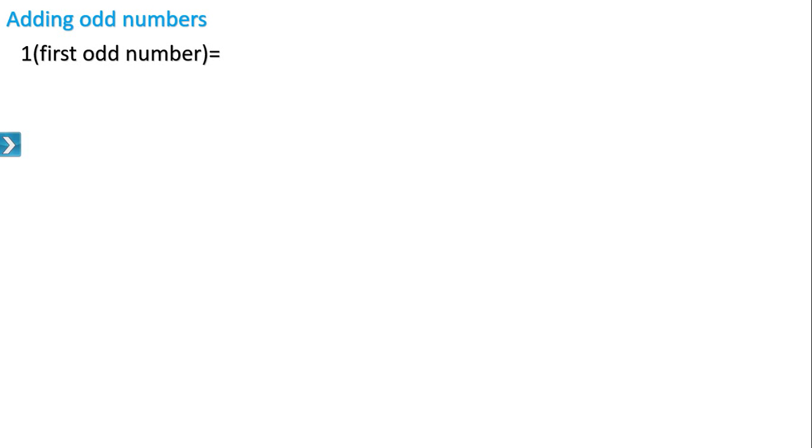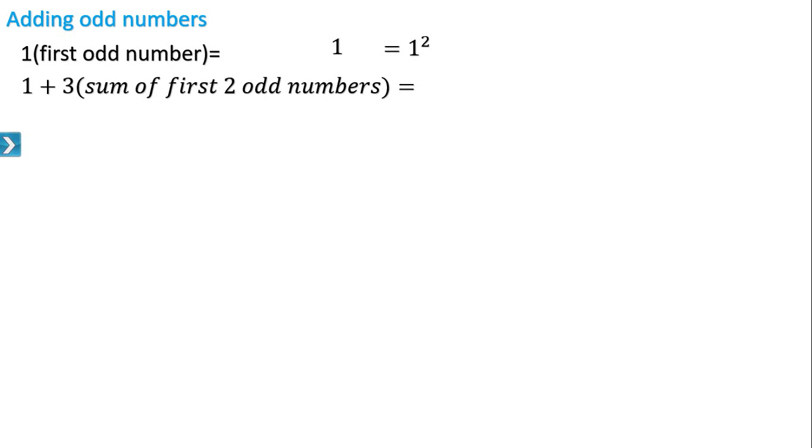the first odd number is 1, that is equal to 1 square. Now add the first and second odd numbers. The first odd number is 1, the second odd number is 3. Now add the first two odd numbers, that is 1 plus 3. The sum of the first two odd numbers is equal to 4, that is the square of 2. 2 square is equal to 4.